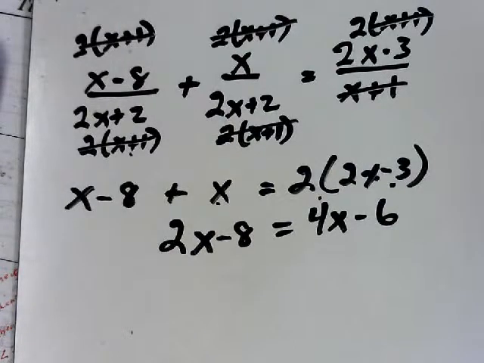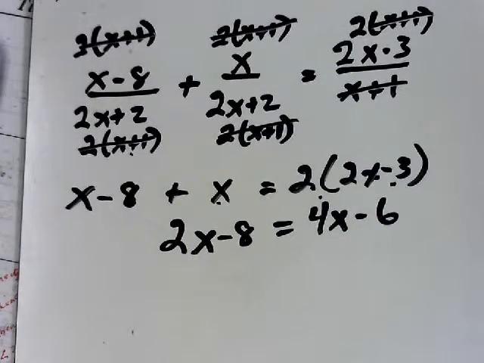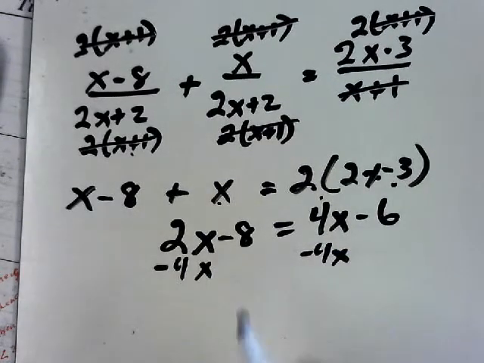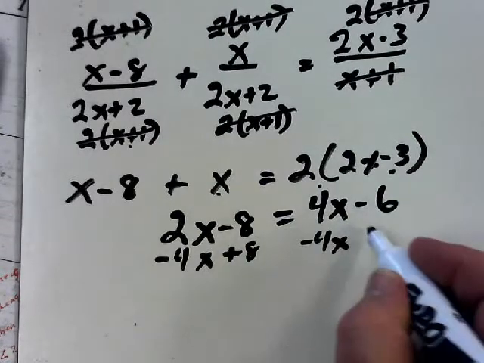There's no quadratic, so I need my x's on one side, my numbers on the other. Okay, subtract 4x. That's what I heard at least. And probably add 8.